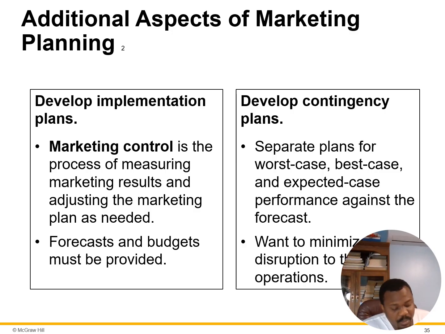Marketing control is the process of measuring marketing results and adjusting the marketing plan as needed. Then we say that forecasts and budgets must be provided. So that's very, very important. And that's how we develop an implementation plan, and we develop a contingency plan. And how do you develop a contingency plan?